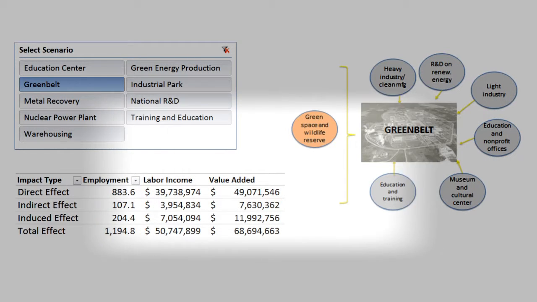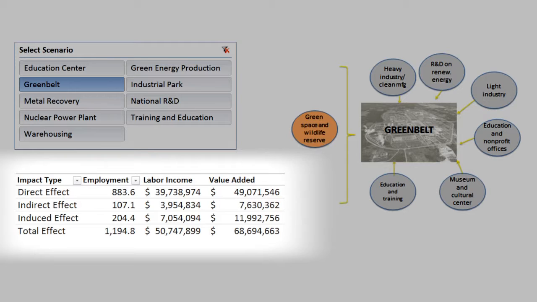Again, in terms of economic impacts, you see it's much larger as opposed to the educational center. Again, it goes back to those linkages existing between different industries that Roy mentioned. So in terms of direct impacts, we have employment, almost 900 jobs. It's 884 different jobs, over $39 million in labor income, and about $49 million in value added.